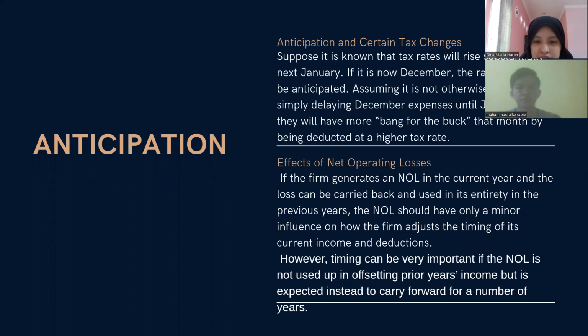The next topic is the effects of net operating losses. If the firm generates an NOL in the current year and the loss can be carried back and used entirely in previous years, the NOL should have only a minor influence on how the firm adjusts the timing of its current income and deductions. However, timing can be very important if the NOL is not used up in offsetting prior years' income, but is expected instead to carry forward a number of years.